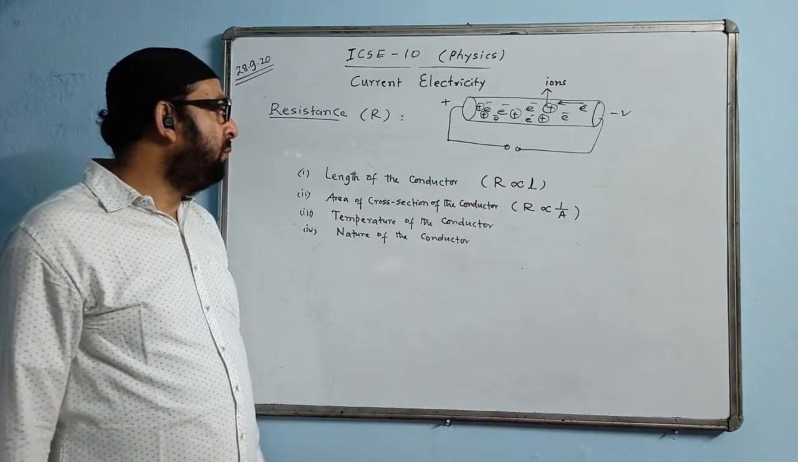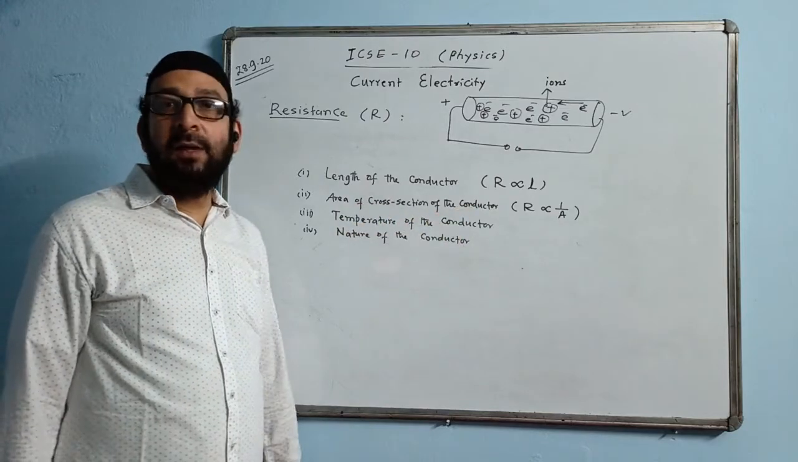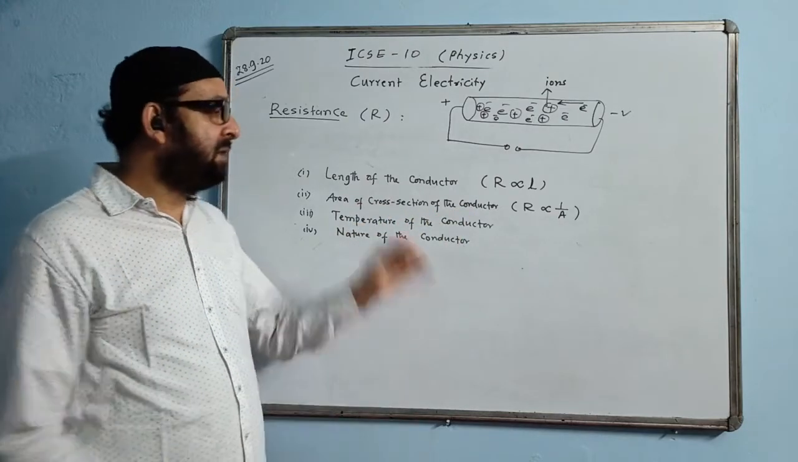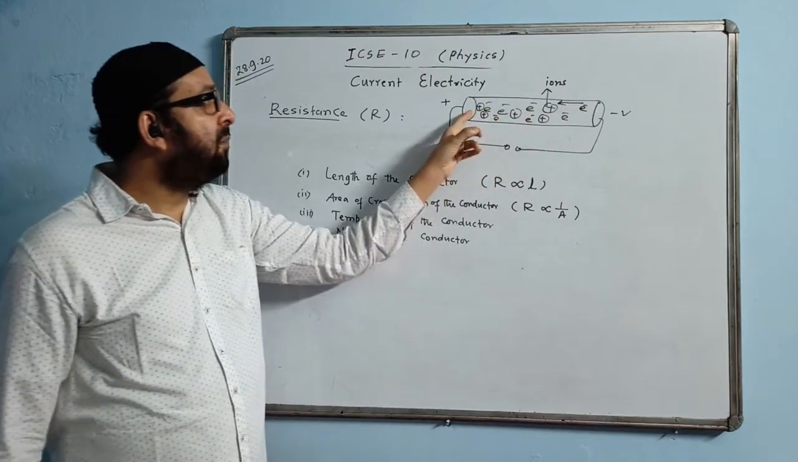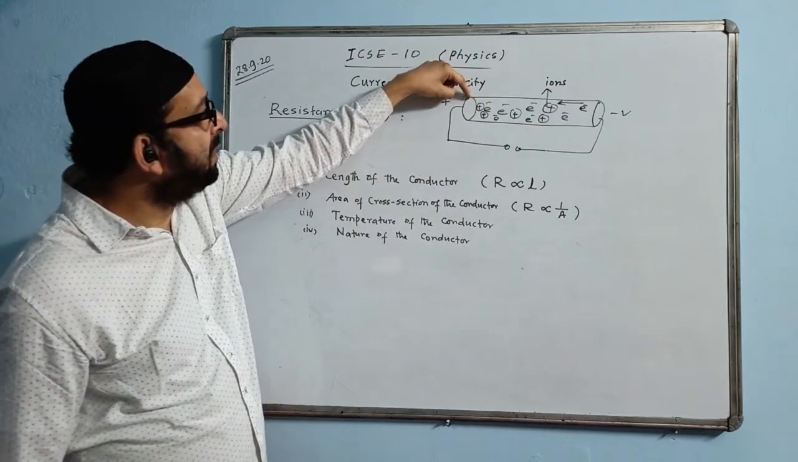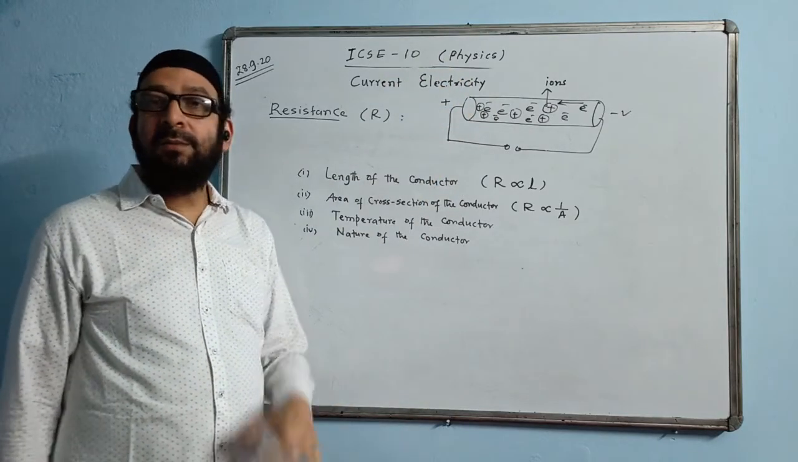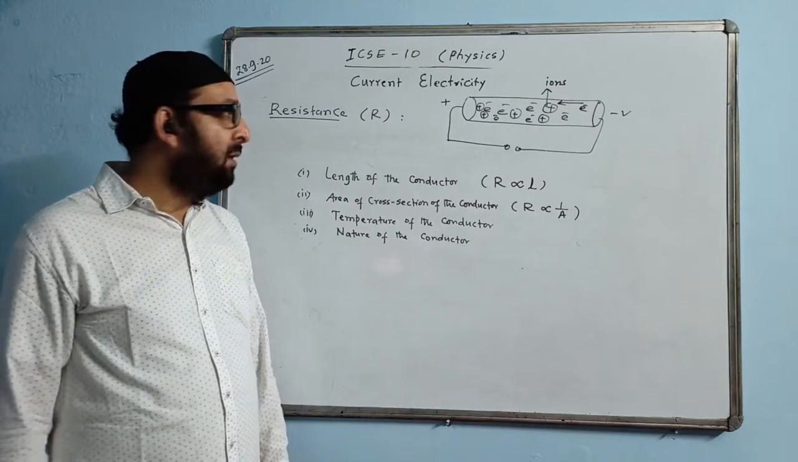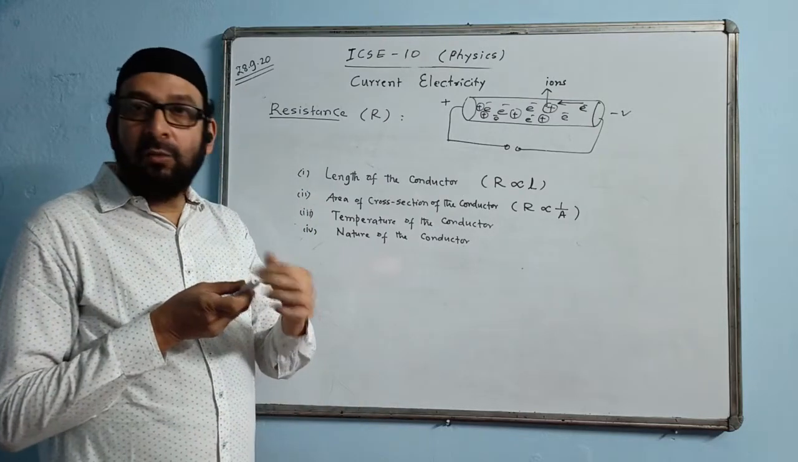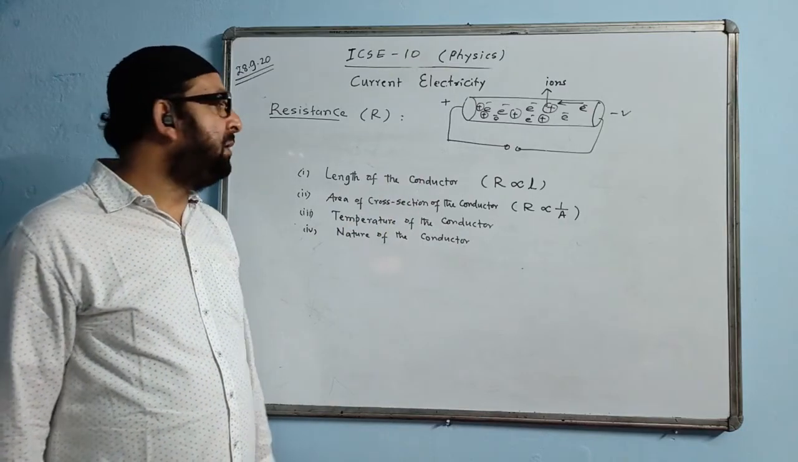Okay, now the second factor, area of cross section of the conductor. What is the meaning of area of cross section? Area of cross section is the side area, this area. Here in this wire or conductor, the area of cross section is like a circle. So this is called area of cross section. In other words, we can consider it as the thickness of the conductor. Actually, thickness means diameter if it is circular, but we call it thickness. So it depends upon the thickness of the conductor.